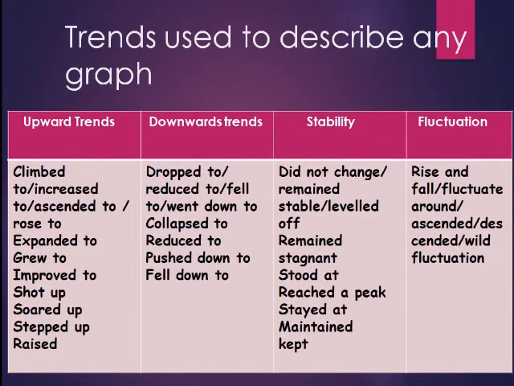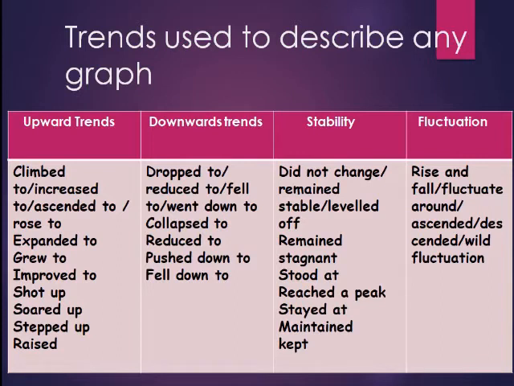This is a very important slide because you have to use the trends. You need to know the trends to describe the graph. So first, the upward trends. Upward trends are: climbed to, increased to, ascended to, rose to, expanded to, grew to, improved to, shot to, soared up, stepped up, raised. So these are all upward trends of the graph, that is, the figures or digits which are going to increase or going upward.